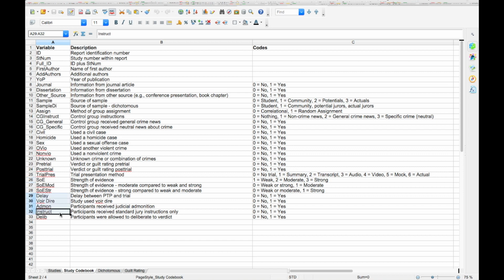We also studied a group of variables that are meant to ameliorate the effects of pretrial publicity, so a delay between hearing the biasing information and actually receiving the trial.